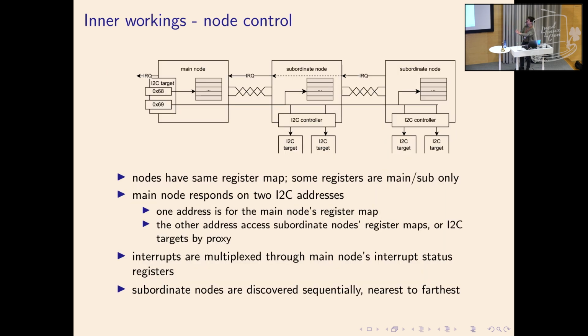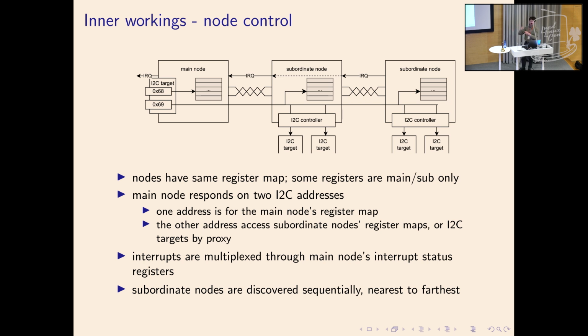All right. So this is just to give you an idea of how things are actually controlled. We have this I2C target interface on the main node, and it responds on 2 addresses. And then you connect your nodes together. That's denoted by these zigzaggy lines. And of course, you then have these I2C controllers on the subordinate nodes, which you can use to set up your downstream codecs and other peripherals.